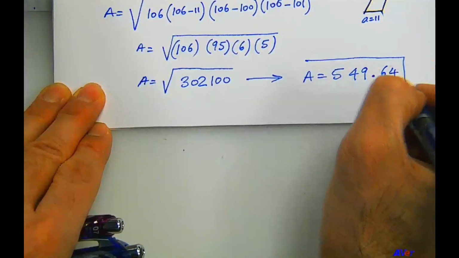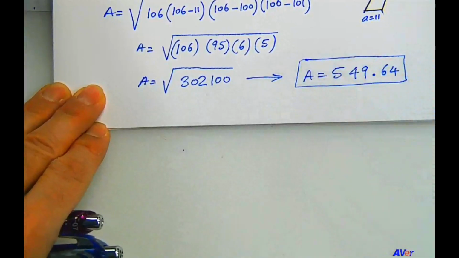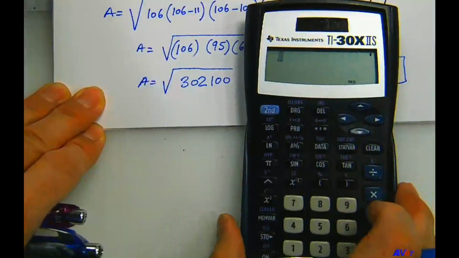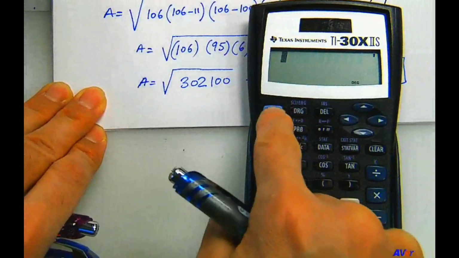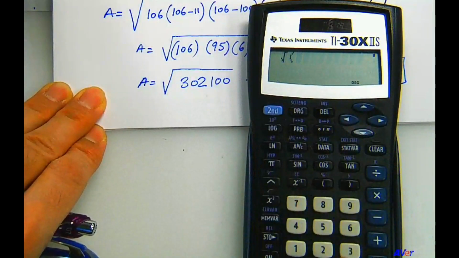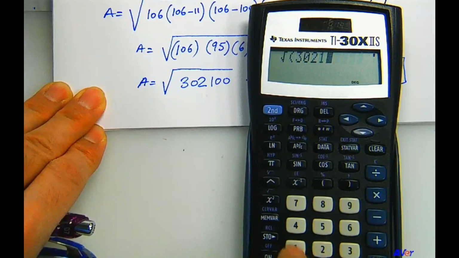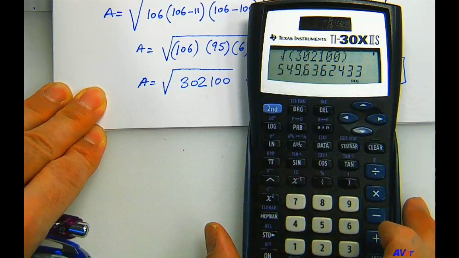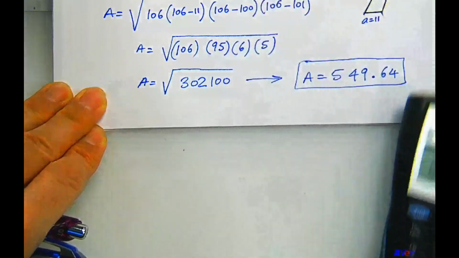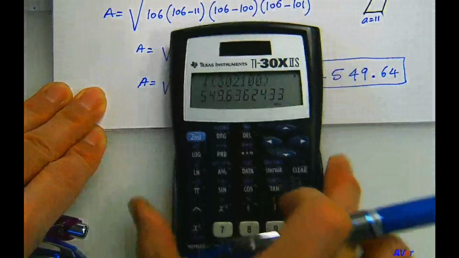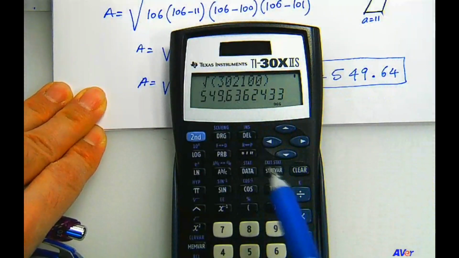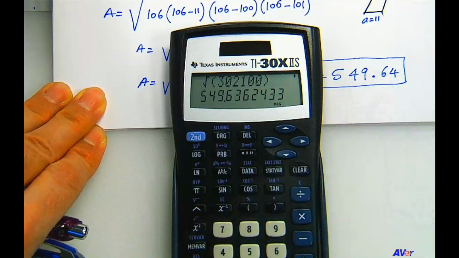So from this, take the square root, and I have 549.64. Right, so let me double check that number again. I want to double check this. So square root of 302,100. Yeah, 549.63, and I've rounded that 63.6 to 64 after the decimal. Okay.